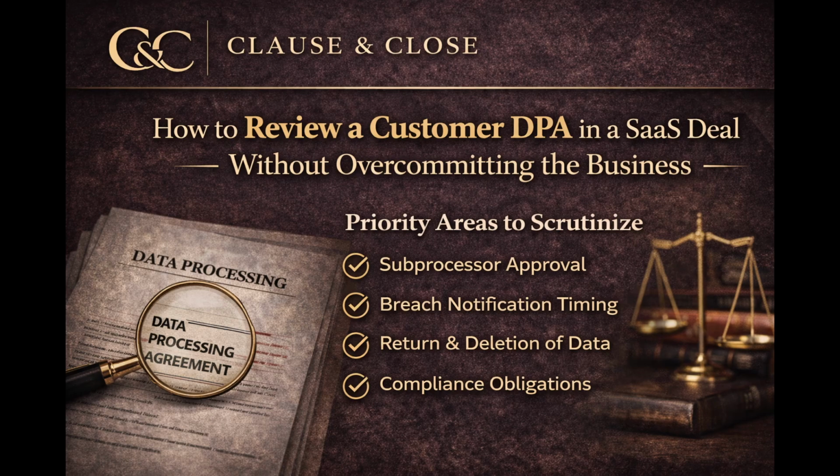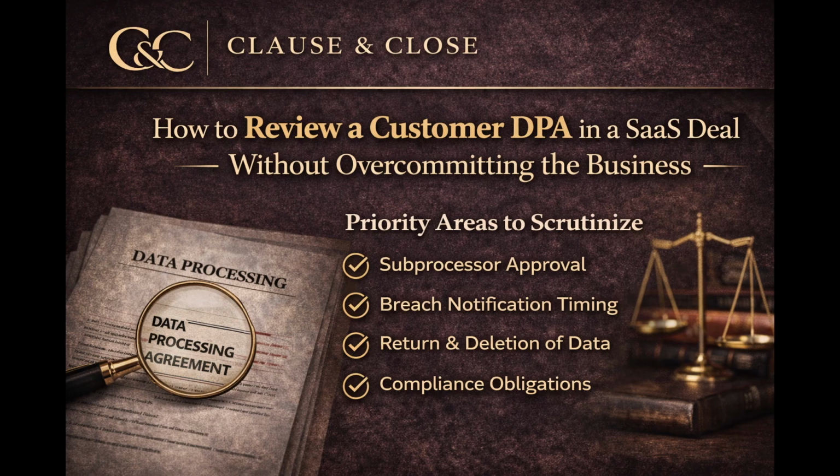The more sustainable structure is usually a notice and objection mechanism. You maintain a list of sub-processors, provide notice of new additions, and allow the customer to object on reasonable data protection grounds within a defined period. If the objection cannot be resolved, then the contract can provide a controlled commercial consequence. That is a much more credible operational model.